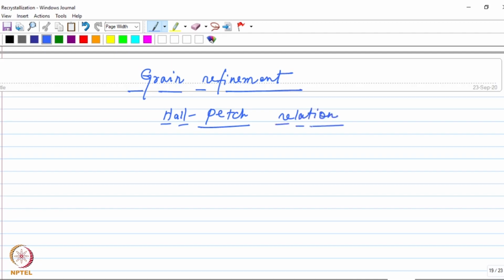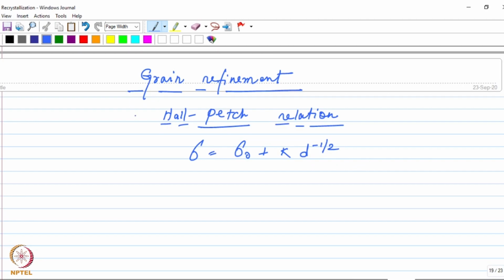This tells you that as the grain size is decreased, the strength increases, as it is proportional to the reciprocal of the square root of grain size, okay?